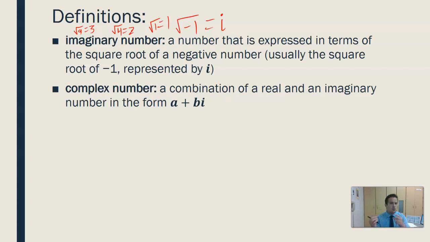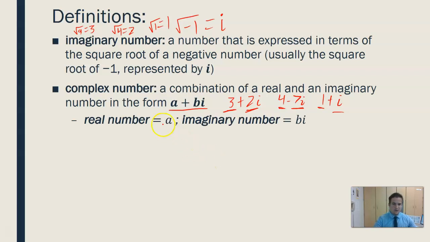The only difference between an imaginary number and a complex number, a lot of times people confuse the two, but relate the two really closely because they are very similar. A complex number is just a combination of a real and an imaginary number in this form, a plus bi. So 3 plus 2i, 4 minus 7i, 1 plus i. Whenever I take a real number and add an imaginary number, or a real number and subtract an imaginary number, that's a complex number. A real and an imaginary number added or subtracted together. So again, in this situation, a is the real number, bi, any number multiplied by i, is the imaginary number.